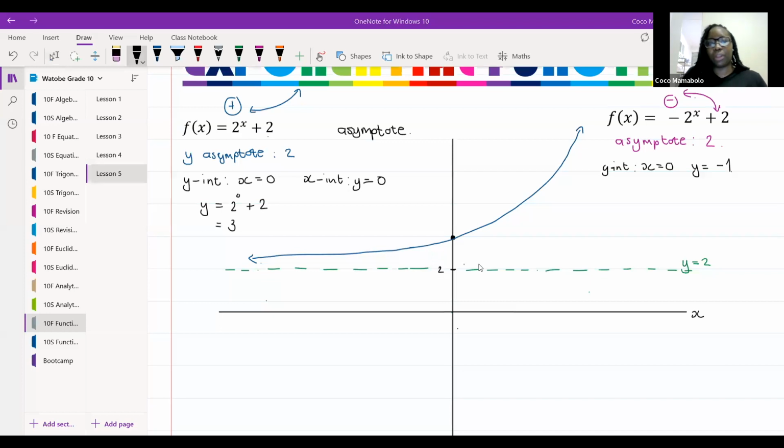All right, let's talk about this graph, guys. I know that my y-intercept is going to be over here at -1. Now, let's have a look at what's going to happen here, guys. Watch what's going to happen. That's how my graph is going to go. Do we notice something? What do we know about this point over here, guys?